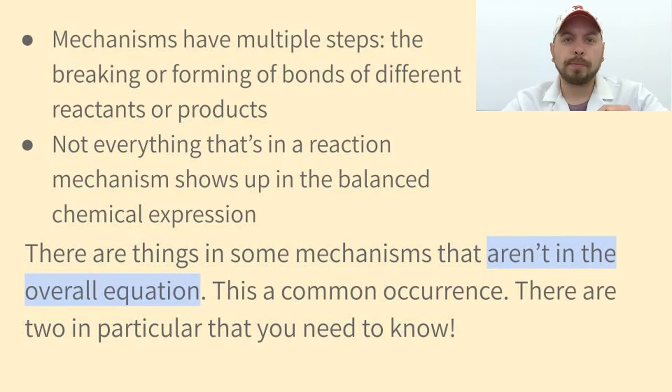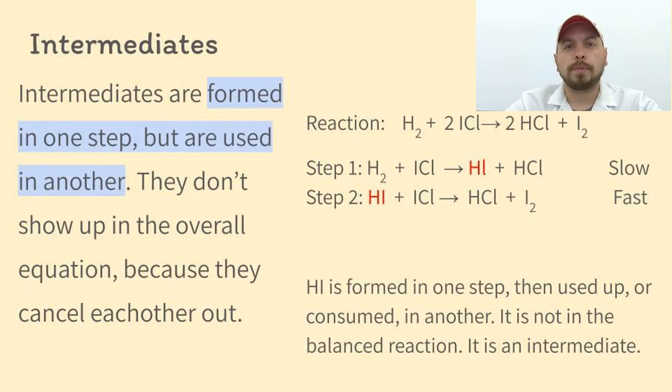So there's two in particular that I want to focus on. The first one would be a chemical compound or a chemical which is formed in one step and then used in a later step. So any chemical that is formed in one step of the mechanism but then used in another step of the mechanism is called an intermediate. Okay? So intermediates are chemicals formed in one step, used in another.